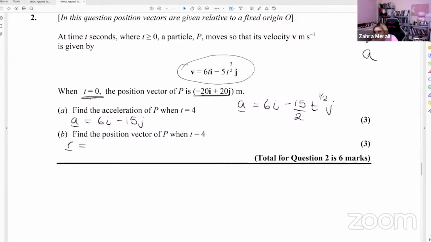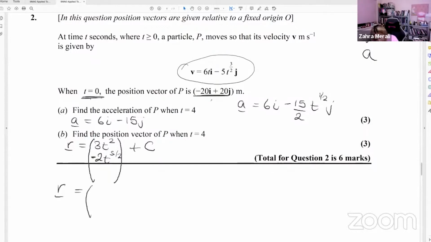So r equals 6t squared over 2, which gives us 3t squared. I'm going to write it in this form because I think it'll be easier for you to put your r in. And then add 1 to the power, divide by the new power is going to give us minus 2t to the 5 over 2 plus c, right? But we know when t is 0, p is minus 20i plus 20j.